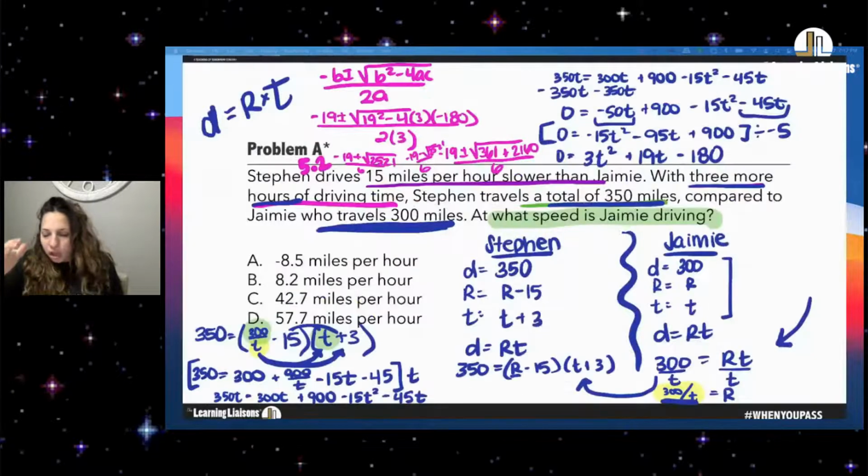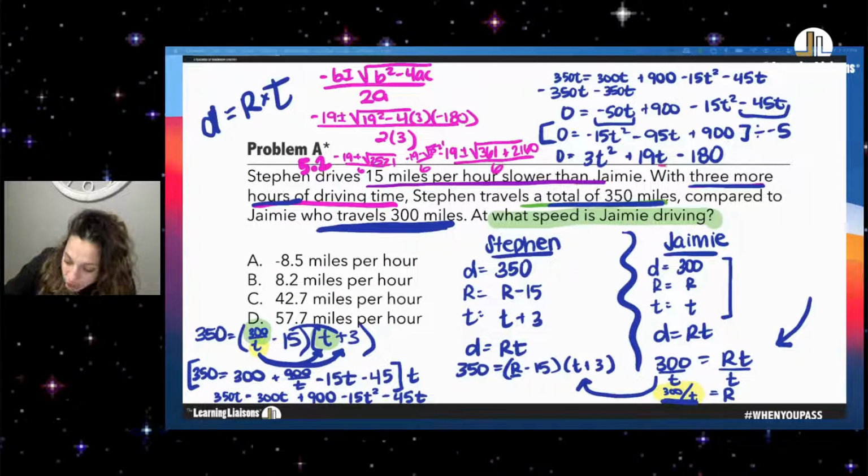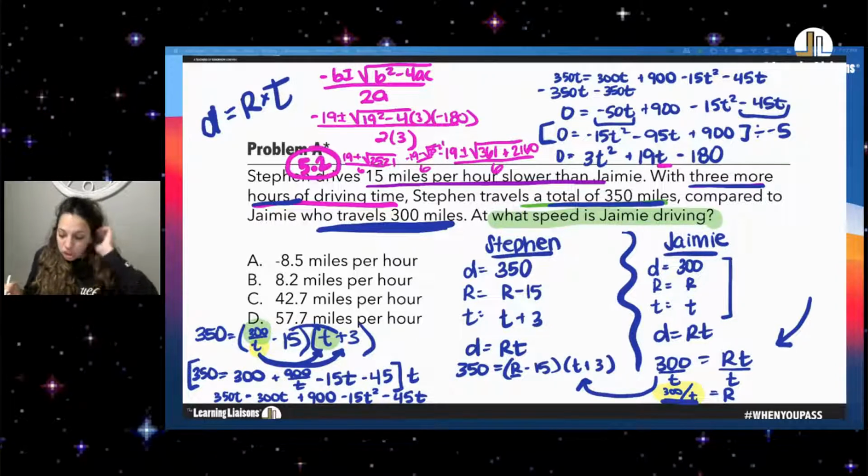What does all of that mean? All of that means is that I just solved for t. And time is either 5.2 or it's negative 11.5. And I can't have a negative amount of time. So my time is going to be 5.2.